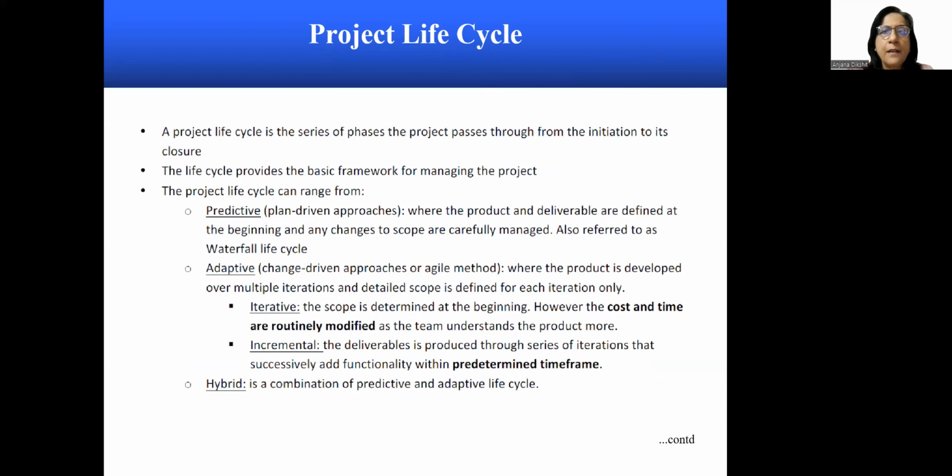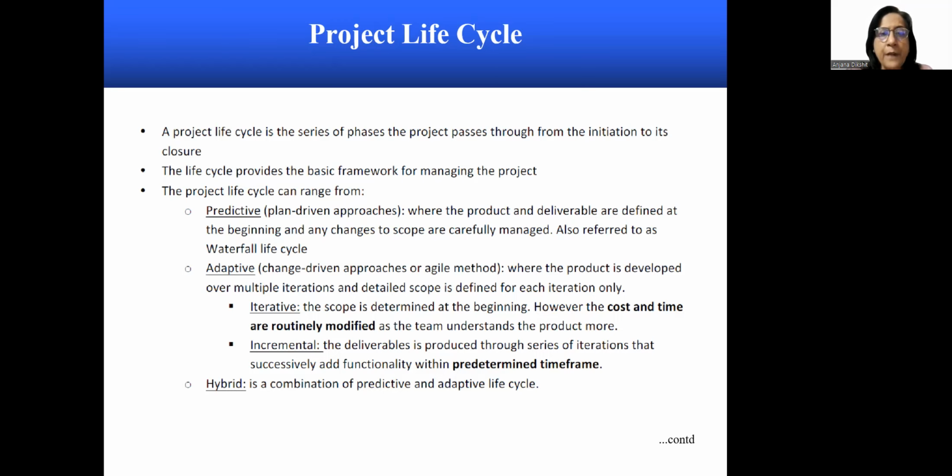A project life cycle is the series of phases the project passes through from its initiation to its closure. The life cycle provides the basic framework for managing the project. The life cycle can range from predictive to adaptive to hybrid. Predictive is more like a plan-driven approach. It's also referred to as a waterfall life cycle. And here, the product and deliverables are defined at the beginning, and any changes to scope are carefully managed.